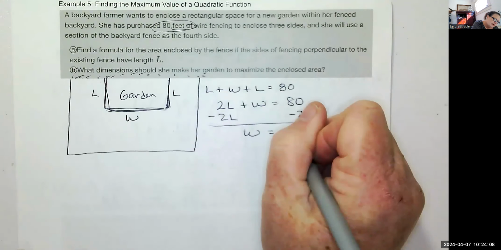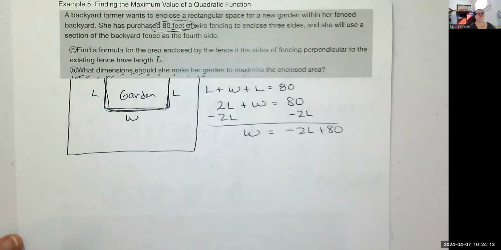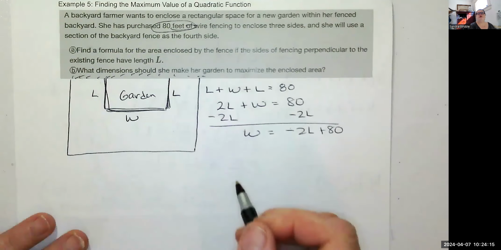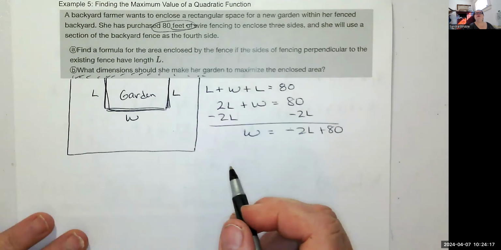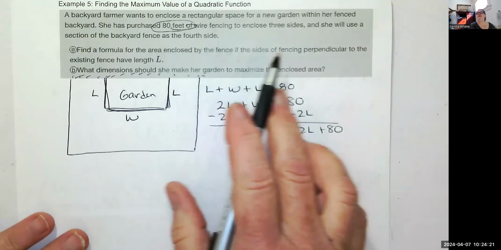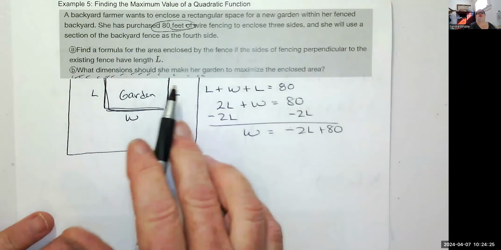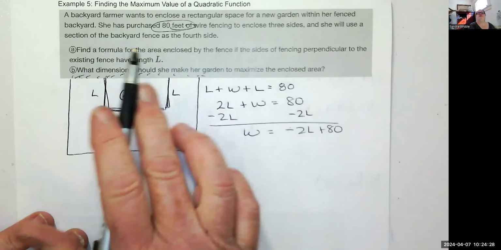W is just negative 2L plus 80. All right, there is our width. What we know is, okay, find a formula for the area enclosed by the fence if the sides of the fence perpendicular to the existing fence have the length L. All right, cool. And they want us to find the area.